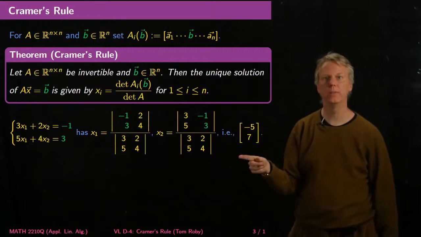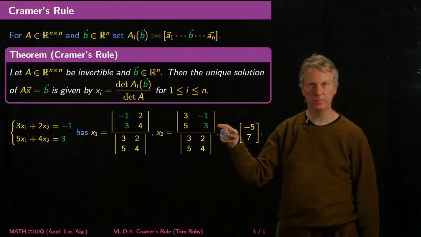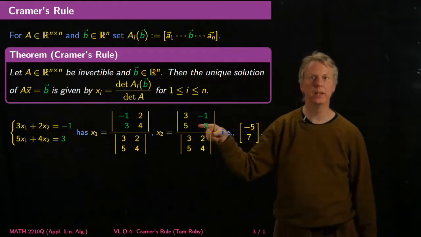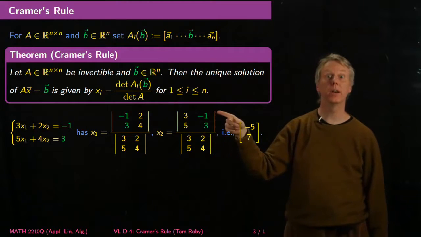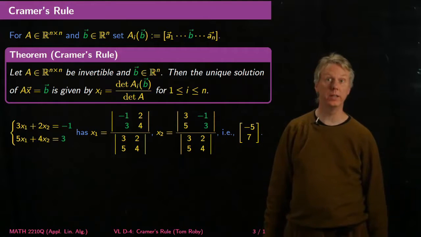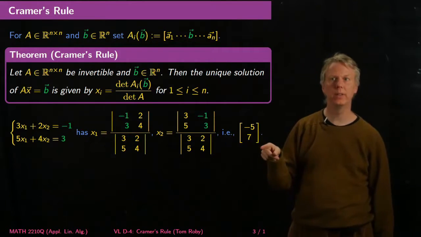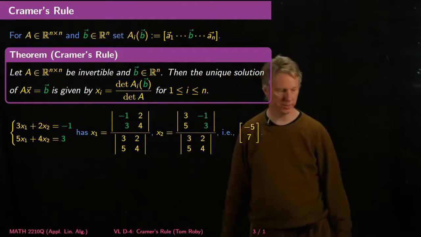So that's x1. And x2: replace the second column by b, which is negative 1, 3, and keep 3, 5. That determinant is 3 times 3 minus 5 times minus 1, which is 9 plus 5, which is 14, divided by 2 is 7. Okay, so that's the solution to this system of equations.